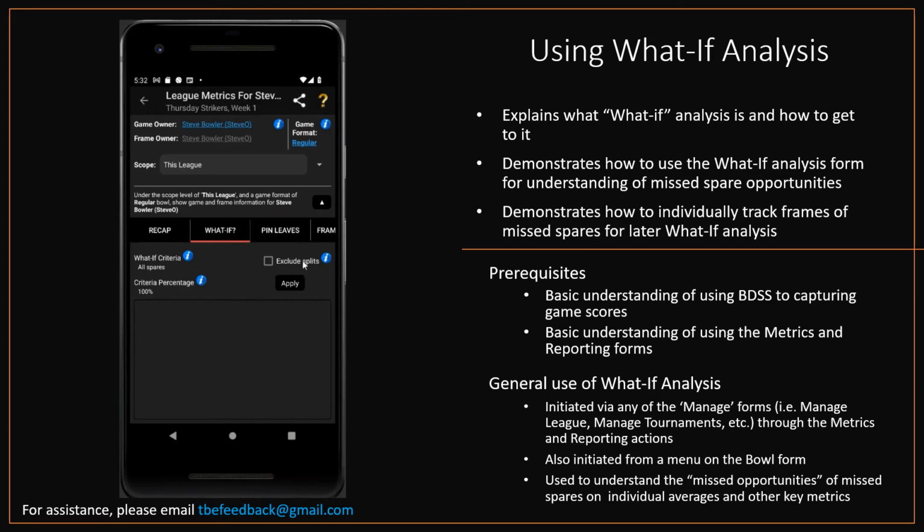I'm going to leave it at 100% for now. And then there's the Exclude Splits checkbox. When checked, what-if analysis will not include missed spares that were splits in the conversion. This allows you to understand what your average would have been if you would have picked up all your "makeable spares." For now, I'm going to leave it unchecked to include all spares. And then once you set all parameters, you click Apply, and BDSS will perform the what-if analysis. Just give it a few seconds.